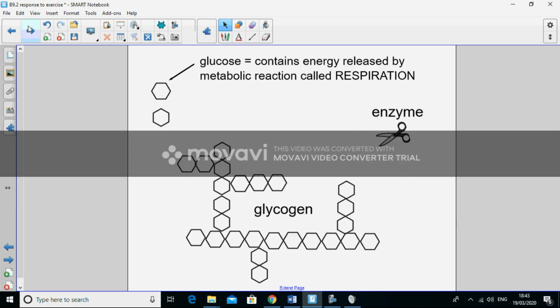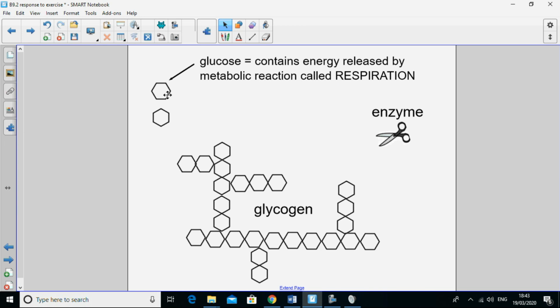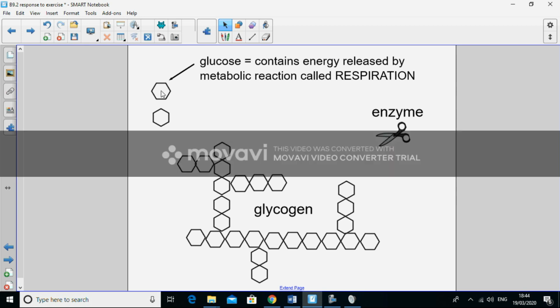So, here we are. This little hexagon is a glucose molecule. They are actually hexagonal shaped. They're C6. Each point is basically a carbon. And your body stores sugar in your muscles, not as sugar, but in the form of a complex carbohydrate called glycogen.